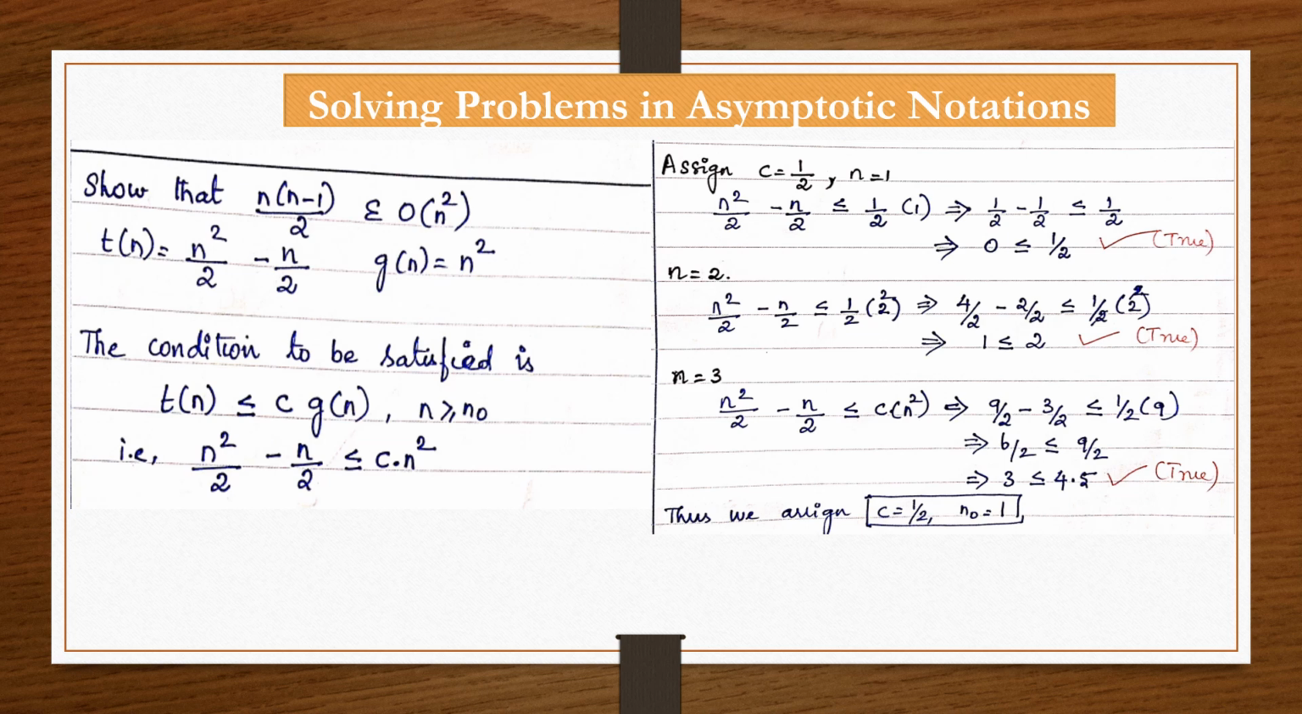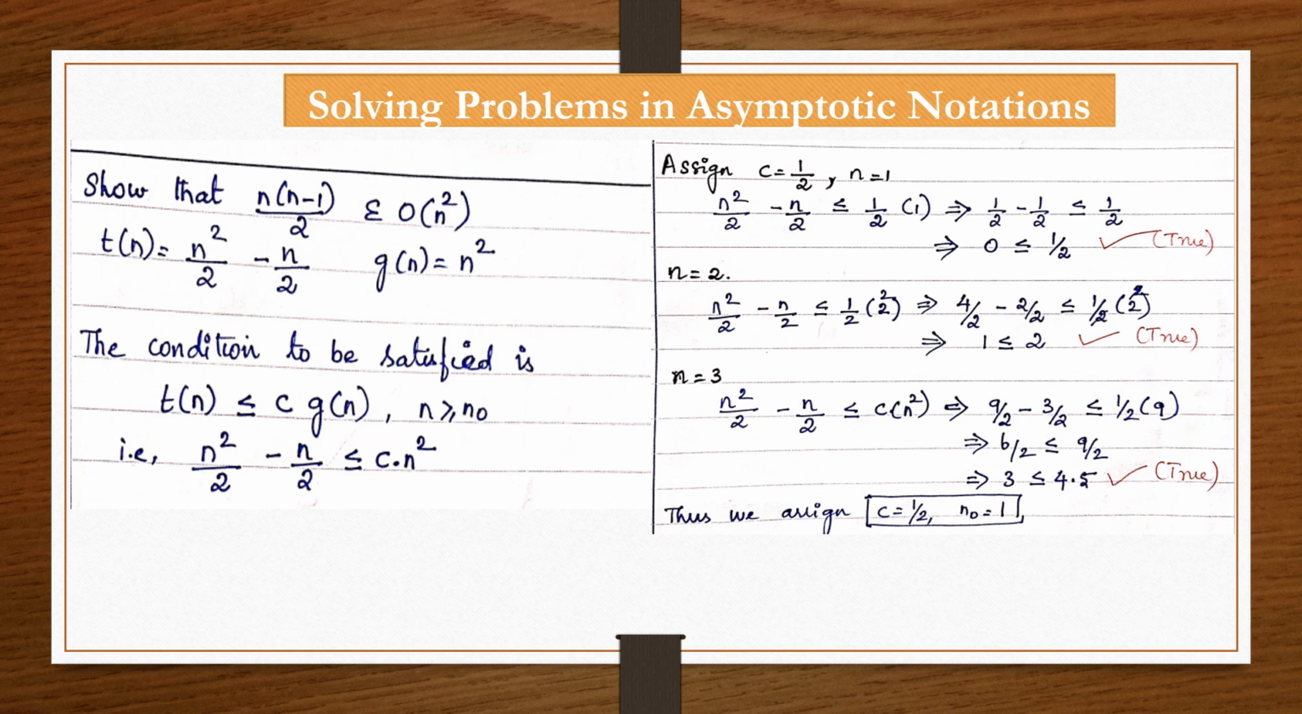Since the given function t of n is in terms of n square by 2, let me start assuming the values from 1 by 2 for c, and for n we will start with 1, 2, 3. So when c is 1 by 2 and n is 1, the condition holds. By substituting n as 1 and c as 1 by 2, the condition holds. When c is 1 by 2 and n is 2, at that time also the condition holds true. When n is 3, that time also the condition holds true.